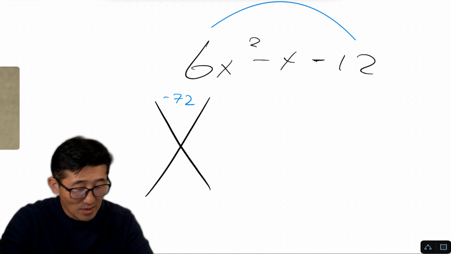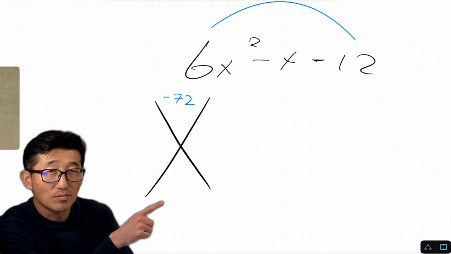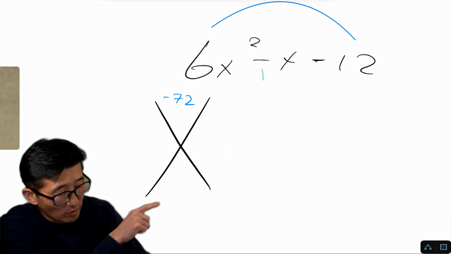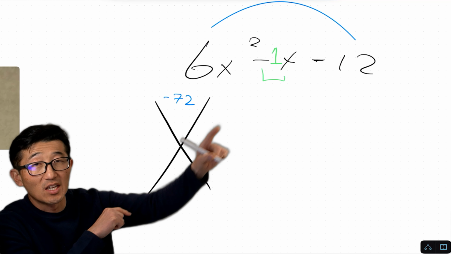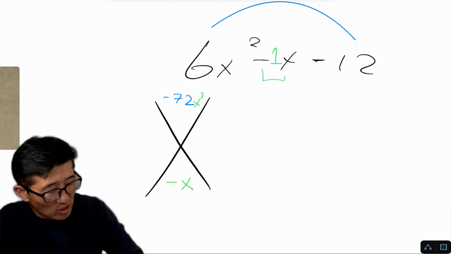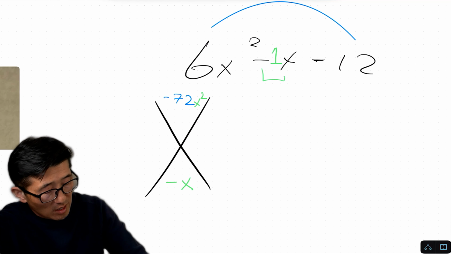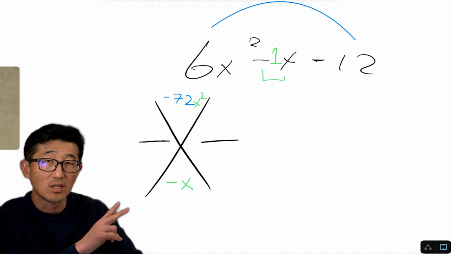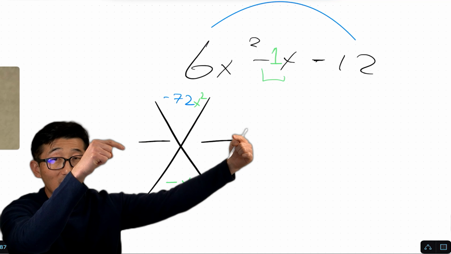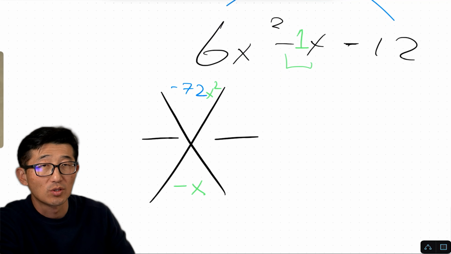Okay. All right. So what do I put down here? The middle term right here, the negative 1. If you want, you can actually put negative x right here, and this would be x squared. You see that? Yeah. And then we need two numbers that multiply upward to negative 72, and add downward to negative 1x. What are those two numbers?